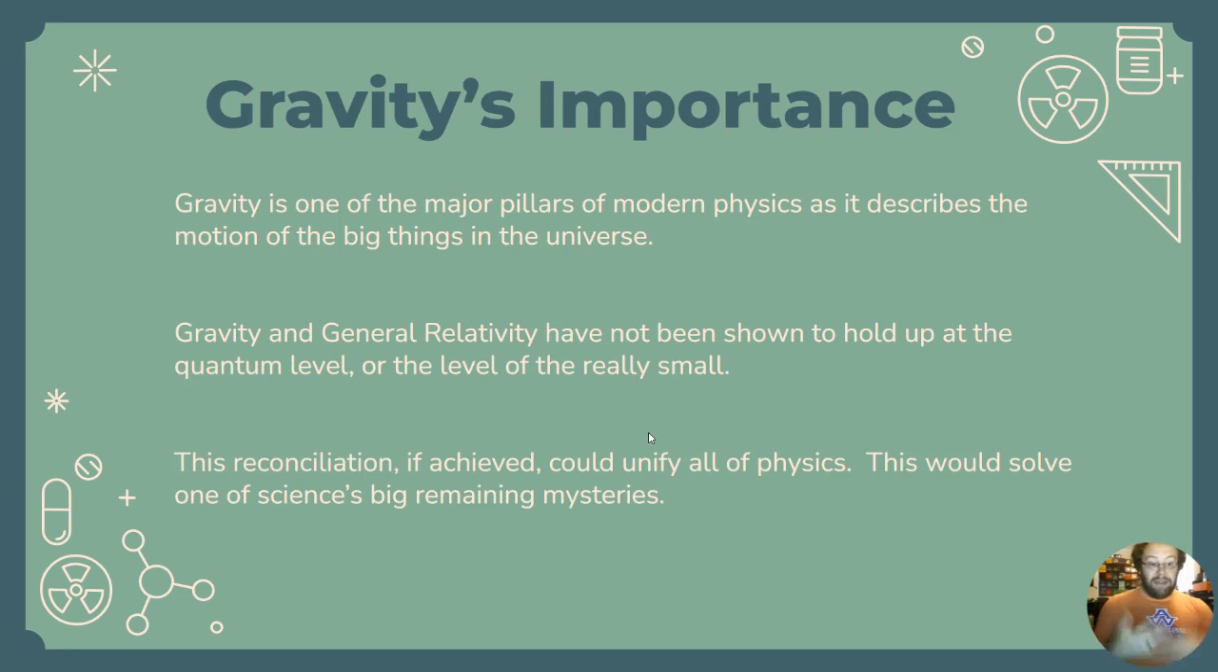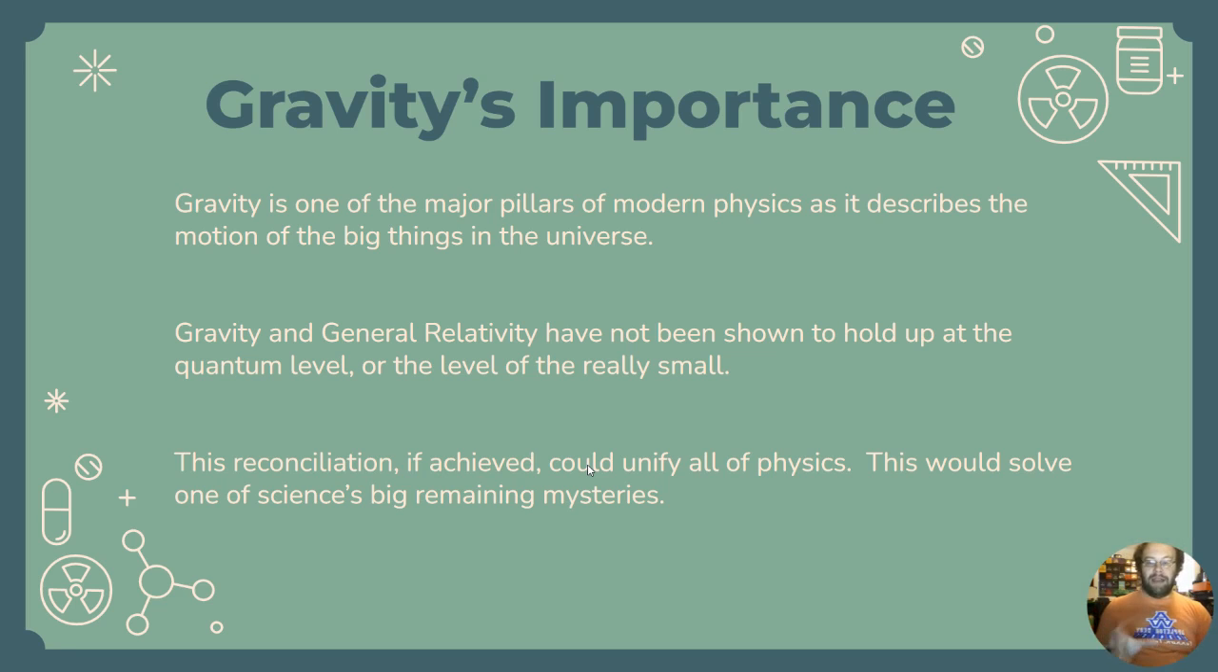Gravity ultimately is incredibly important. It's one of the major pillars of modern physics because it describes the motion of all the big things in the universe, right? It describes why the big stuff happens. Gravity and general relativity have not really been shown to hold up at the quantum level, though. So when things get really small, gravity and general relativity don't work the same way they do when things are really big. This, right, is the big issue facing physicists.